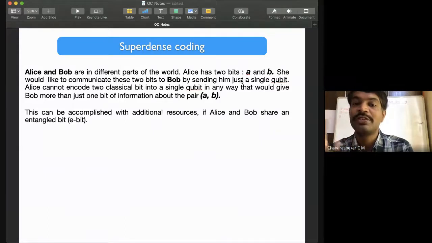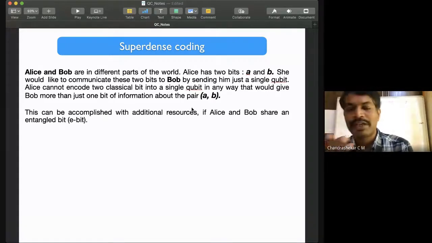So it means reducing the resource. That's exactly the question which has been asked in this superdense coding problem. Alice cannot encode 2 classical bits into a single qubit straight away. Simply, if I say you can't, it's because we mentioned something, superposition, right?